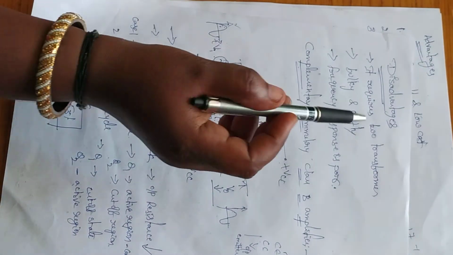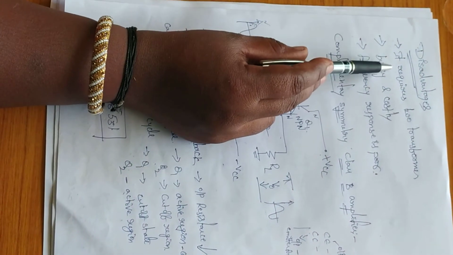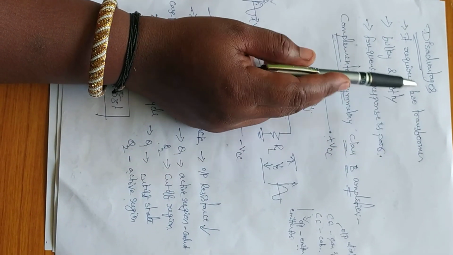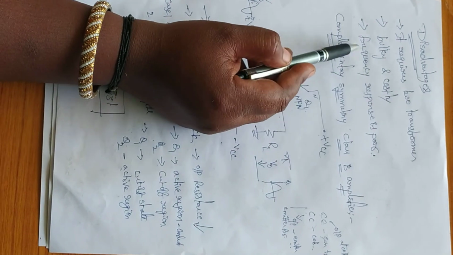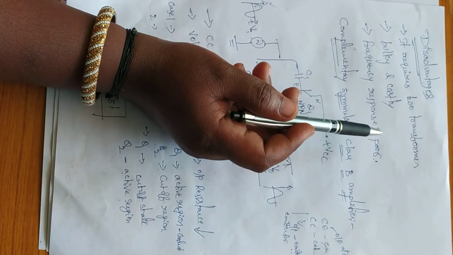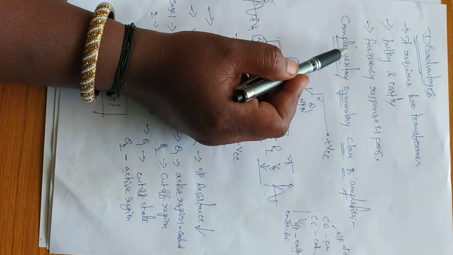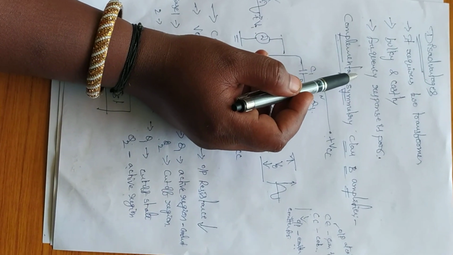Next, disadvantages of push-pull amplifier. It requires two transformers. By using transformers, the circuit becomes bulky and costly. Frequency response is poor. So this is the push-pull amplifier and its efficiency calculation.